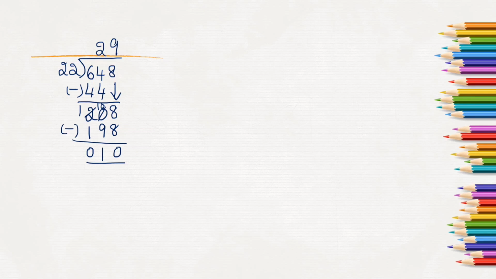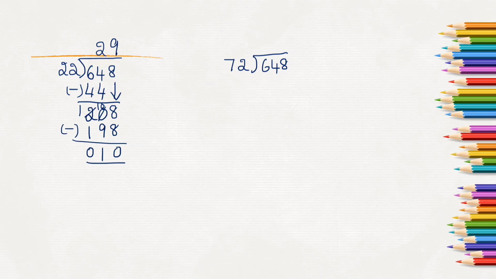Look at one more example. Here the dividend is the same, that is 648, but we'll be dividing by 72. Here the divisor is 72. Now if we say 72 one time, it will be 72, which will be greater than 64. So here we cannot consider two digits. So we'll have to consider all three digits, that is 648.